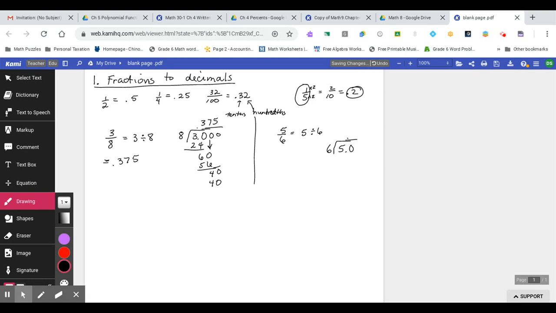6 goes into 50. 8 times 6 is 48. Oh, we're going to have a repeating decimal because it's just going to keep going. So in the end, 5/6 is the same as 0.83 repeating. So that is what you can do. The other thing you can do is, because most of you will have a calculator in your hand or on your phone, you can simply take your calculator to do 5/6, and you can go 5 divided by 6 on your calculator, and it will give you the 0.833.